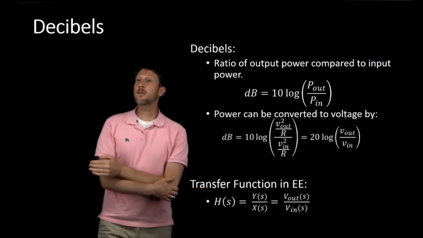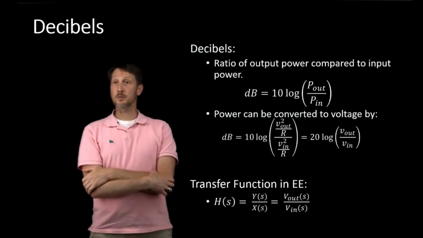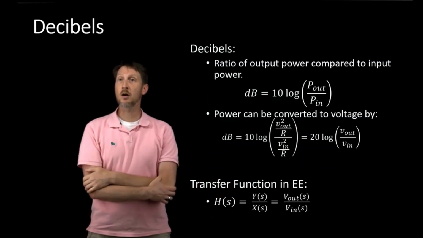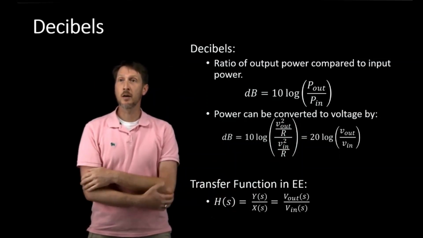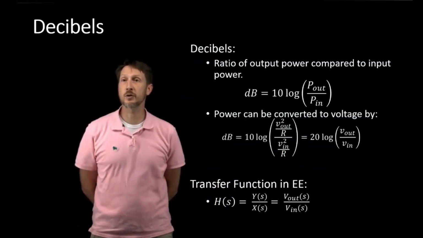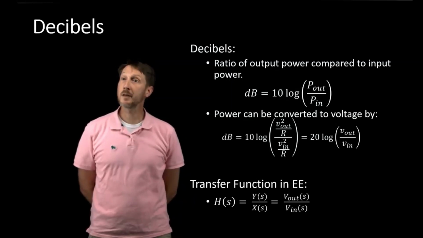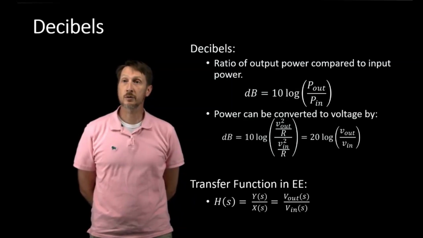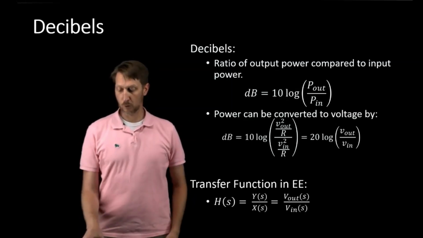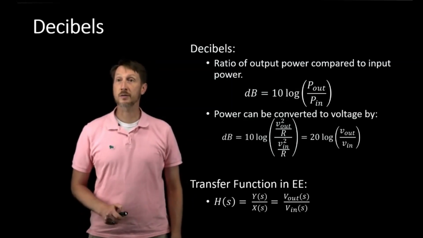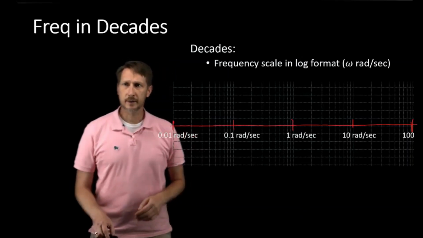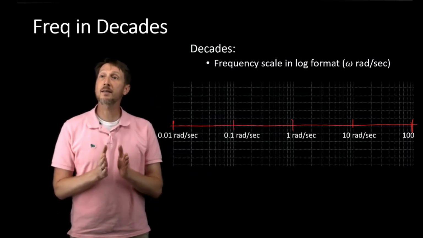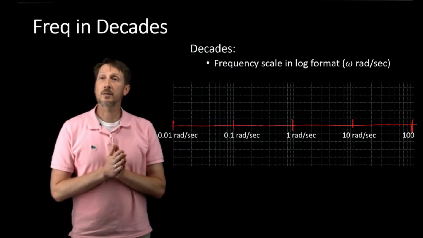This provides us with two equations for the decibel. The first equation in terms of power is 10 log P out divided by P in. The second equation in terms of voltage is 20 log V out divided by V in. We usually use the 20 log version for the transfer function H of S. Now that we know about decibels, let's look at decade, the other axis.